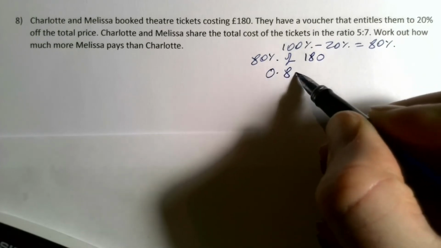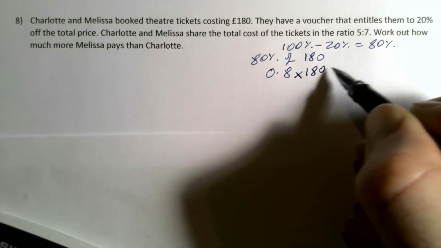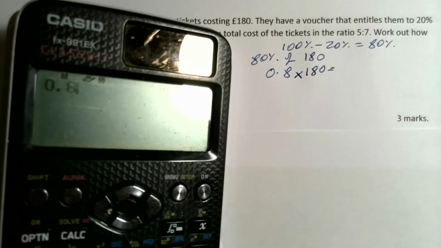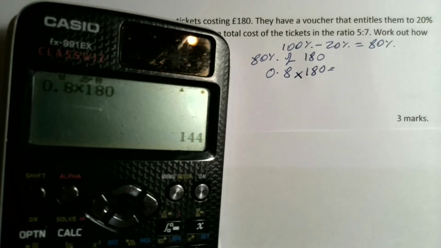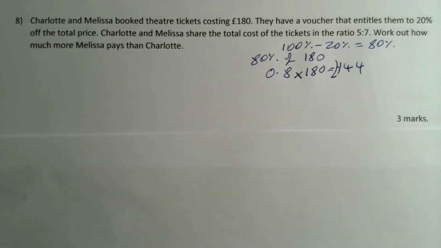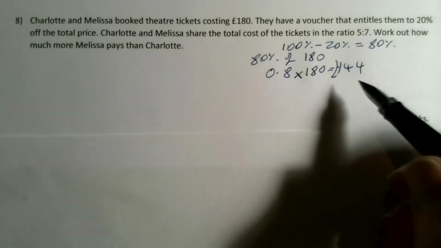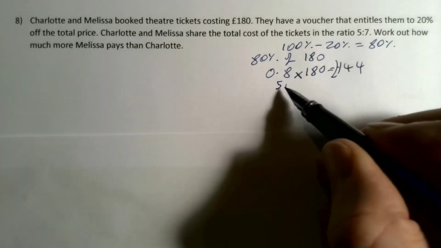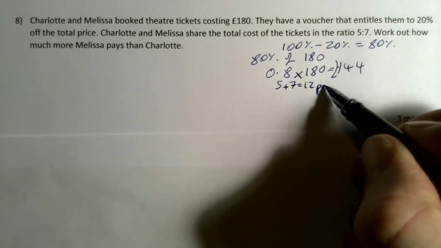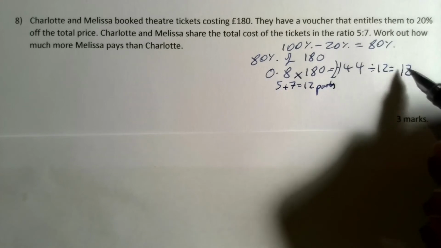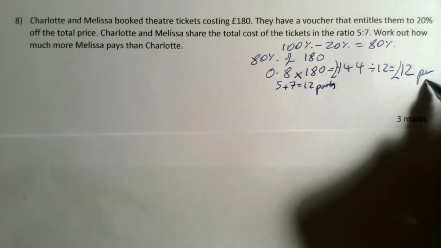80% is 0.8 as a decimal. So I'm going to do 0.8 multiplied by 180. And that gives me £144. So it's going to cost £144 altogether. Now, if I'm going to work out how much more Melissa pays than Charlotte, I need to know how much they both get paid. Now, they're in the ratio of 5 to 7. 5 parts plus 7 parts equals 12 parts. So I'm going to divide 144 by 12, which is £12 per part or per share.